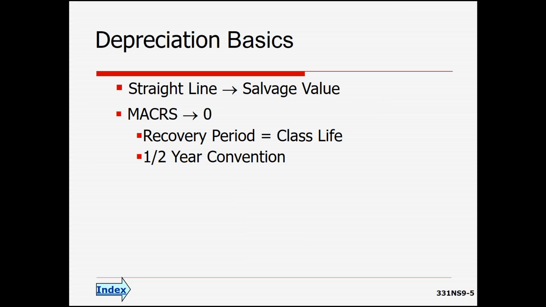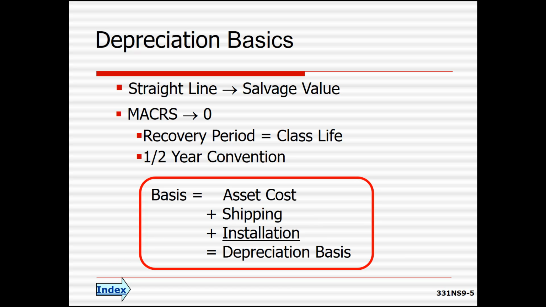Assets are assigned by the IRS to a class defining the recovery period in years. A half-year convention is applied so that all assets are assumed to be placed in service mid-year the first year. This leads to a 3-year asset being depreciated over 4 years. Under Modified Accelerated, the depreciation basis includes the cost of the asset plus any shipping cost and any installation expenses, the cost to put the asset in service.